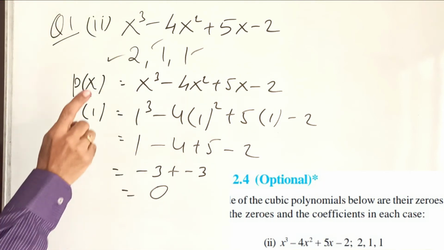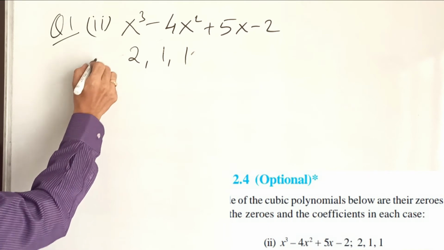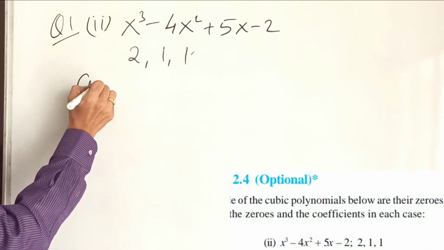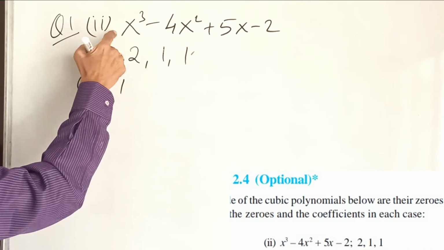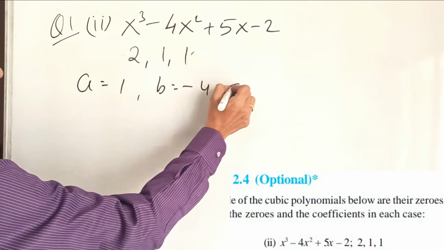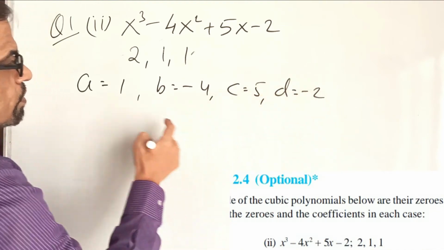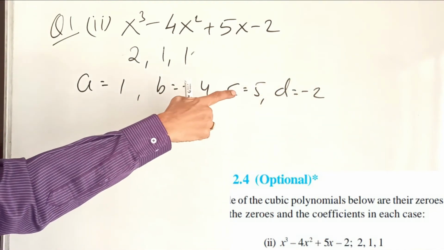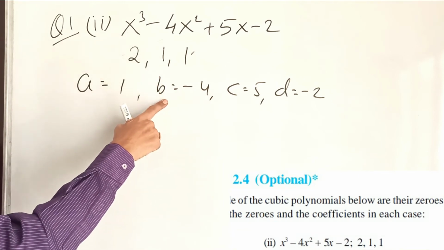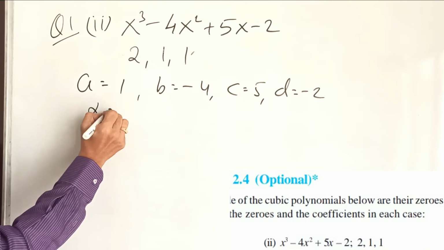Now let us check the relationship. Now to check the relationship, let us compare with the general form. So a will be 1, coefficient of x cube, b will be minus 4, c will be 5, and d will be minus 2. We are comparing with the ax cube plus bx square plus cx plus d, general form of cubic polynomial.